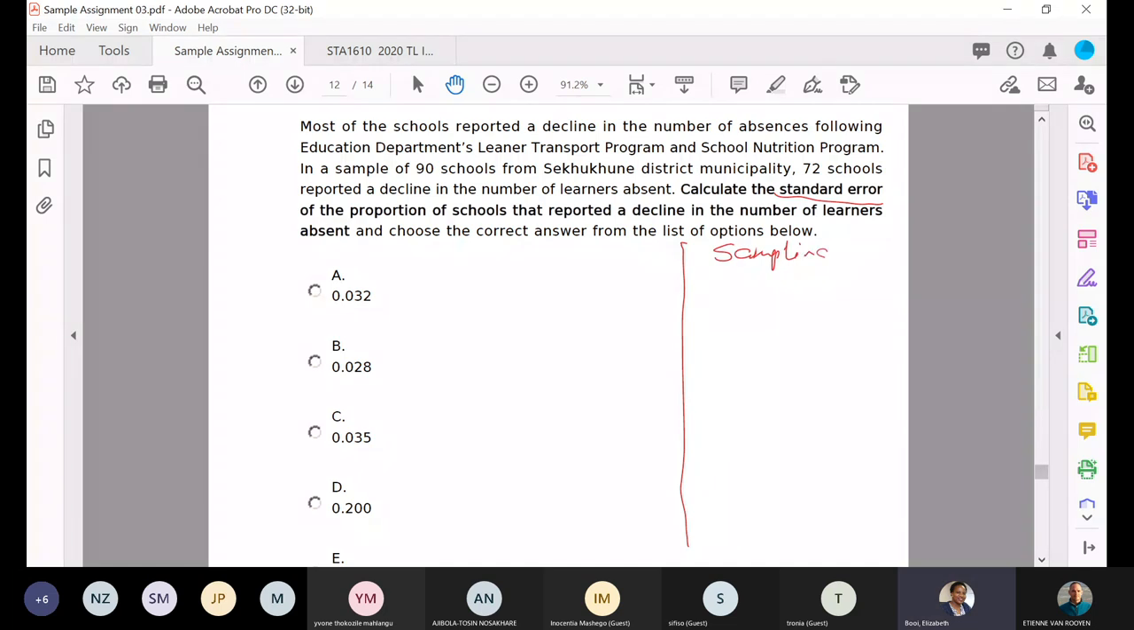So sampling distribution for proportions. When we do sampling distribution for proportion, we are going to be given the sample proportion, which is P. If they are not giving us the sample proportion P, then we will be given the observations that satisfy that proportion and we can calculate it. So this is our sample proportion. The population proportion is represented by the pi sign.